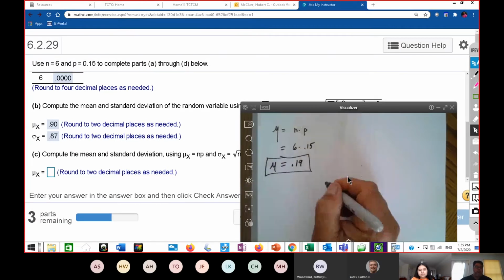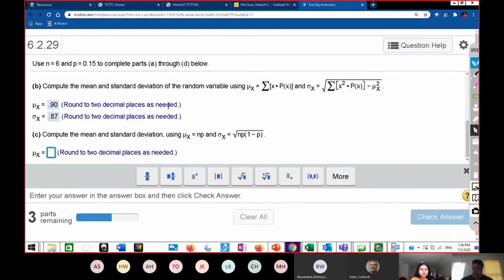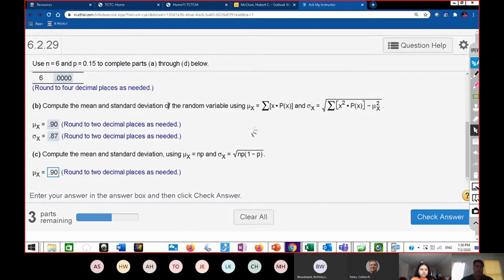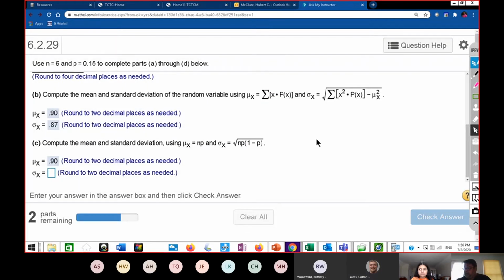They want the standard deviation probably next, but we'll go ahead and round to 2 decimal places. It's just 0.9. Is it 0.9? Okay, thank you. 0.90. Now probably they're going to want the standard deviation. The standard deviation, the variance, let me do that for you.